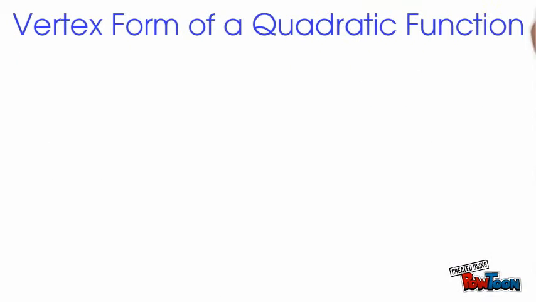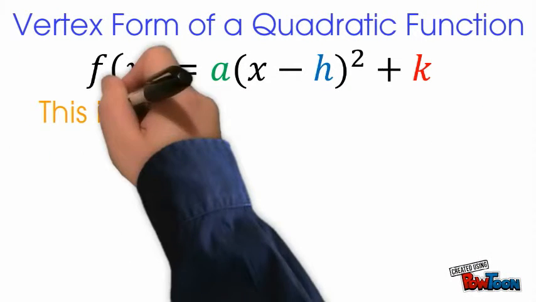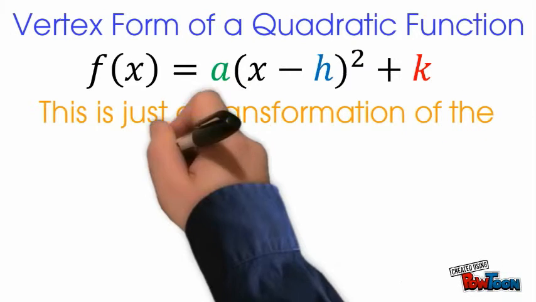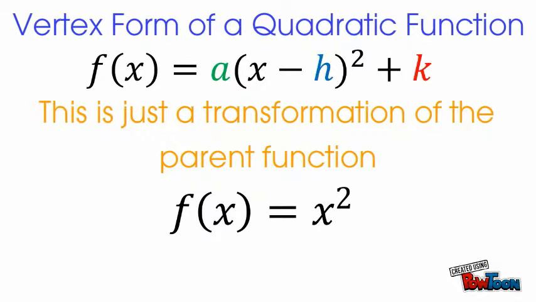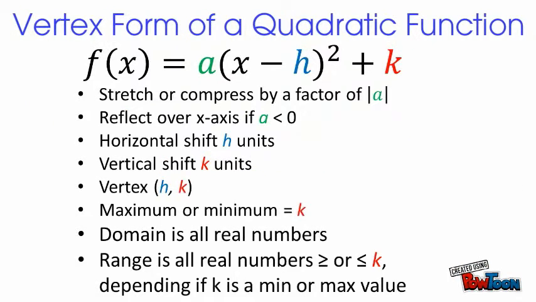The vertex form of a quadratic function. Jot this one down in your notes. Key variables are a, h, and k. That tells you everything about the quadratic function. Also here, pause the video and copy this down.